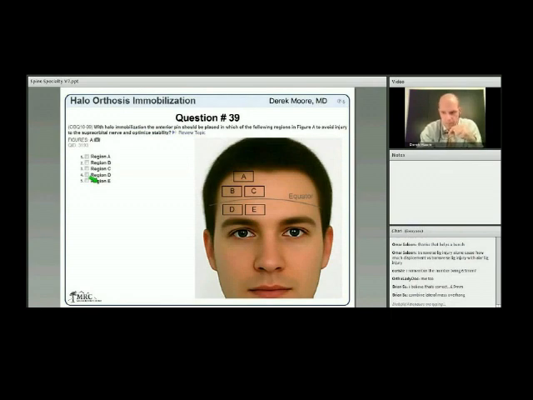So we're running out of time, so I'm going to go quickly through these last ones. They do like to ask about halo immobilization. In this question, with halo immobilization, the anterior pin should be placed in which of the following regions in figure A to avoid injury to the supraorbital nerve and optimize stability?